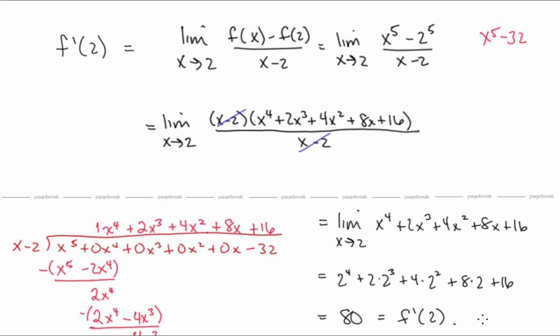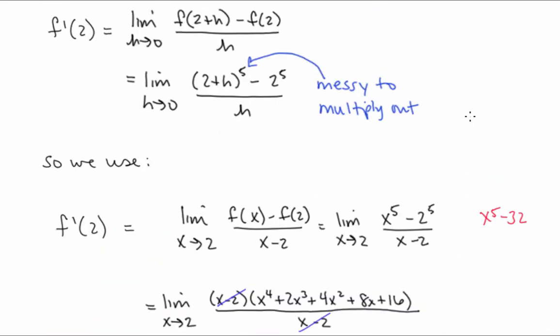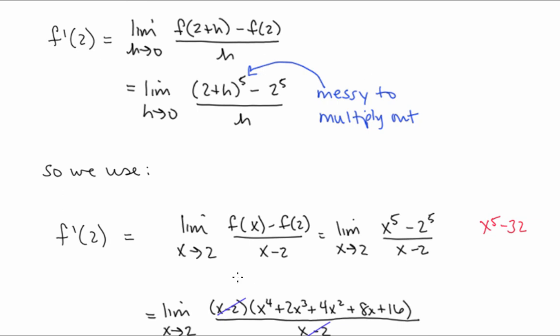And so again, in this case, because we had a high power of x, it was more convenient to use this formula than it was to use limit as h goes to 0. But generally speaking, it's going to be much more convenient to use the original formula with limit h going to 0.